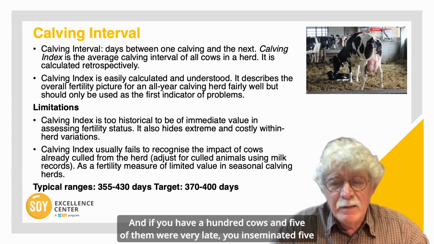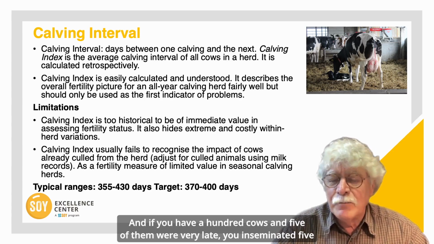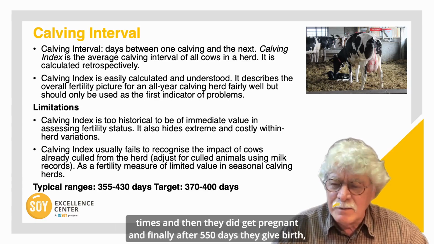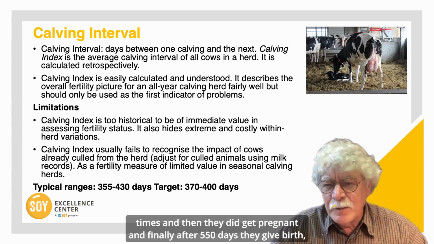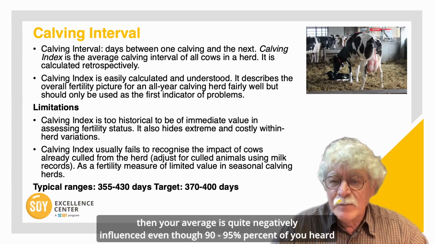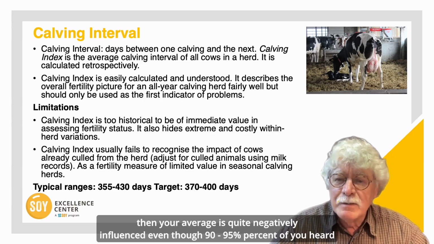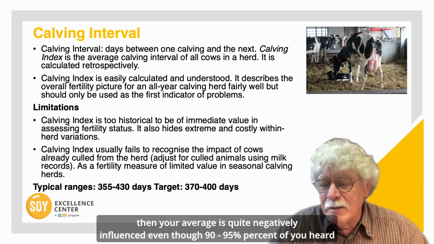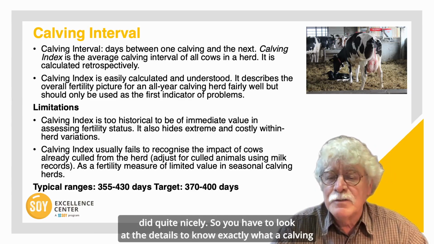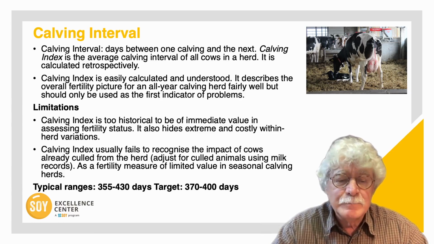And if you have 100 cows and 5 of them were very late, you inseminated 5 times and then they didn't get pregnant, and then finally after 550 days they give birth, then your average is quite negatively influenced, even though 90% of your herd did quite nicely. So you have to look at the details to know exactly what a calving interval tells you.